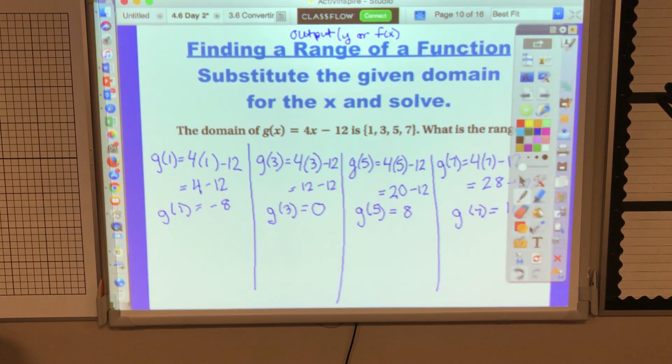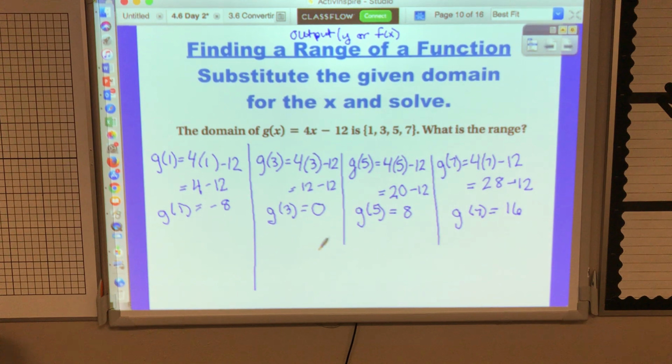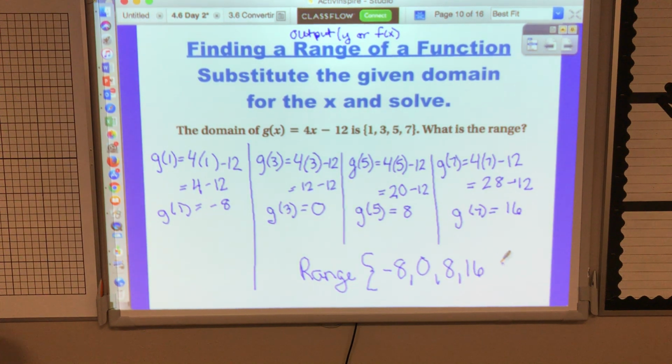So to finish answering that question, they asked me what the range was. I need to make sure I identify that answer completely. So my range, and remember a range is a type of set, so we need it inside those braces, is negative 8, 0, 8, and 16.